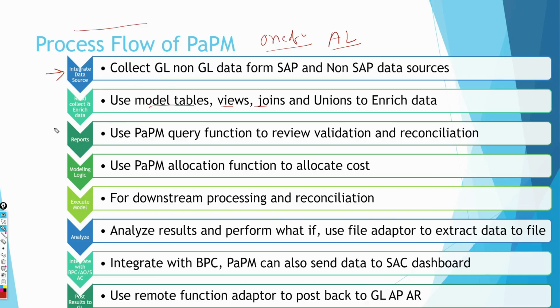So you will apply filters before bringing data into PAPM. So that is done here. Then you want to see reports of the fetched data. Like if you want to see, when you allocate, what will be your source amount to allocate. So you can create a report in PAPM, and then you can review the data coming into PAPM in this report. You can use a query function for that.